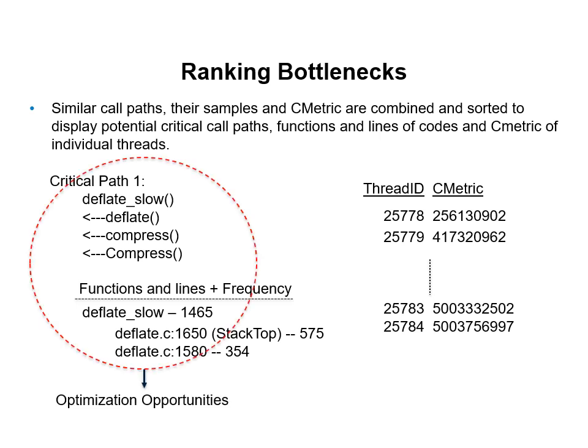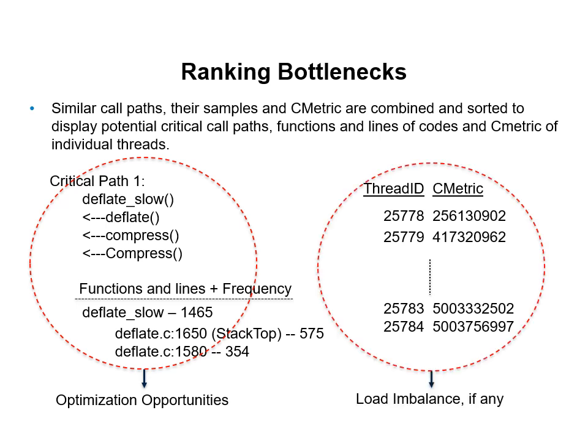The critical paths and functions provide us information about possible optimization opportunities in the application. Similarly, non-uniform CMetric indicates load imbalance among threads.